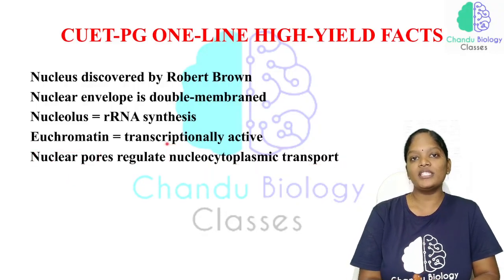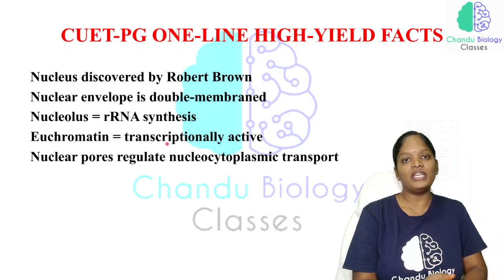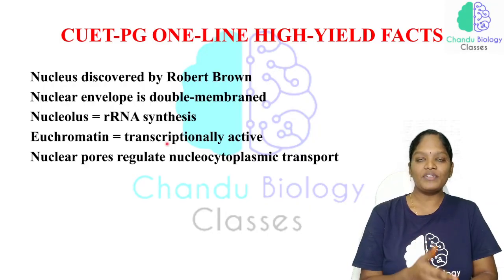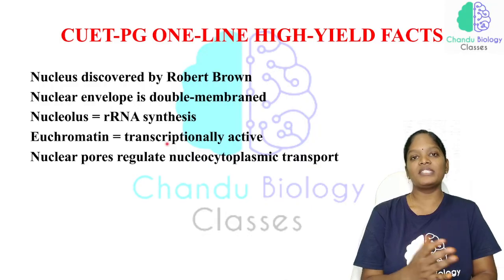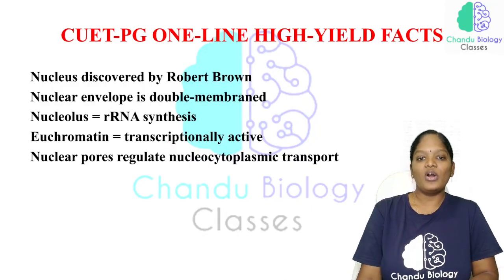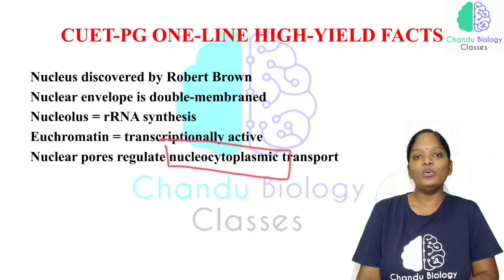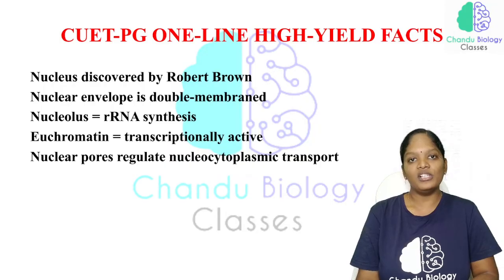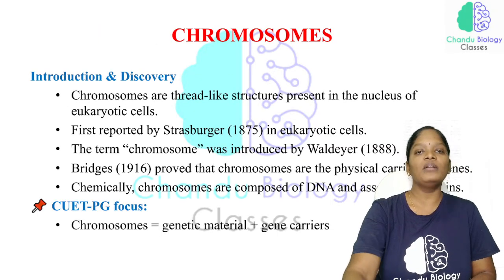Why is it called nucleocytoplasmic transport? Because it is bidirectional. The nuclear pore will transport contents from the nucleus to the cytoplasm and from the cytoplasm to the nucleus. Both ways are possible. So that is why we call this particular transport nucleocytoplasmic transport or bidirectional transport. So that's all about the nucleus.